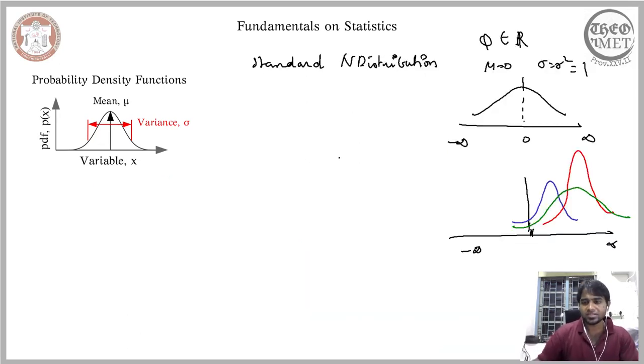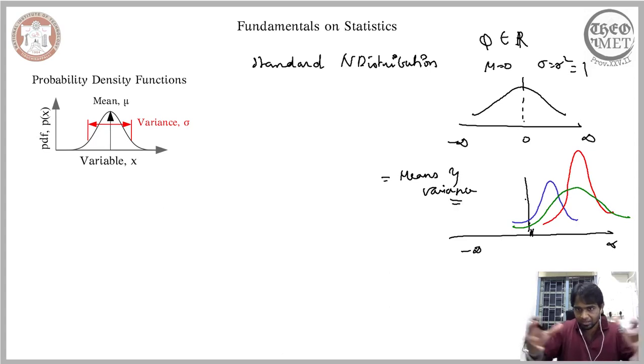Now, what essentially we have is that the means of these normal distributions are different, and also the variances are different. So both the means and variances of all these three are different. The mean indicates where the curve is centered. The variance indicates how the curve is spread.